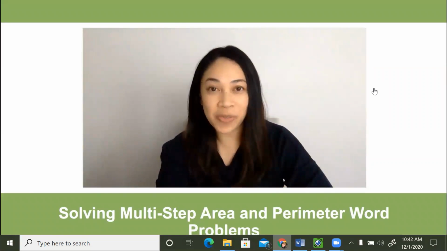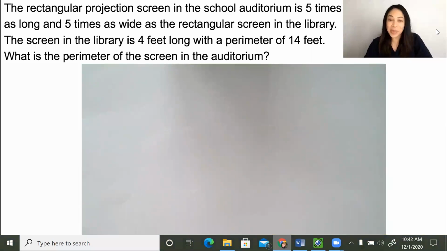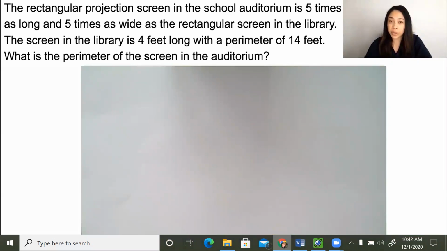Today we will be solving multi-step area and perimeter word problems. Please read the problem with me. The rectangular projection screen in the school auditorium is 5 times as long and 5 times as wide as the rectangular screen in the library. The screen in the library is 4 feet long with a perimeter of 14 feet. What is the perimeter of the screen in the auditorium?